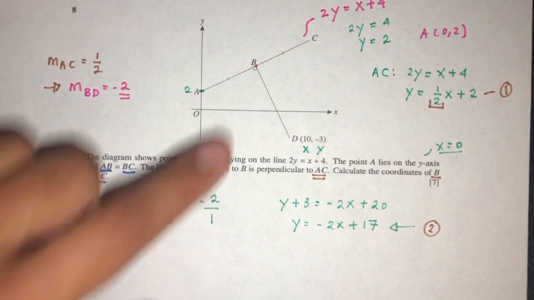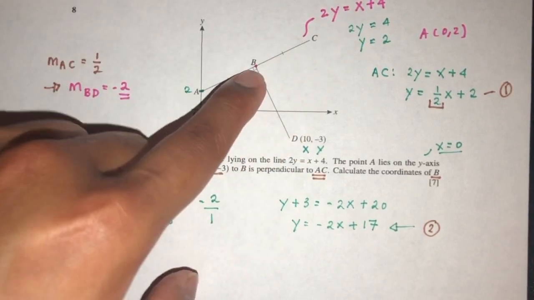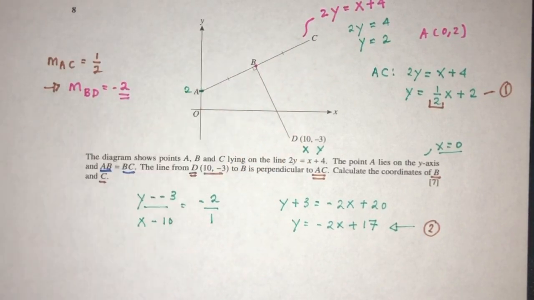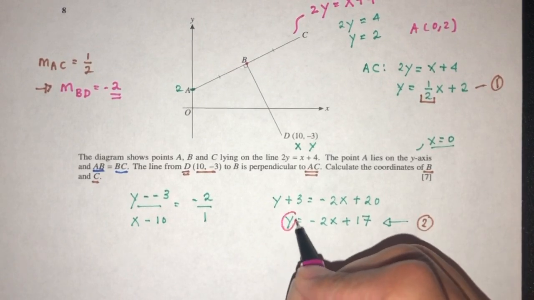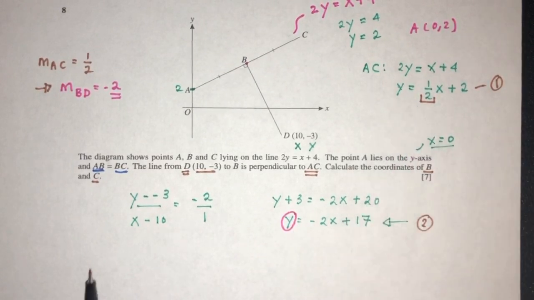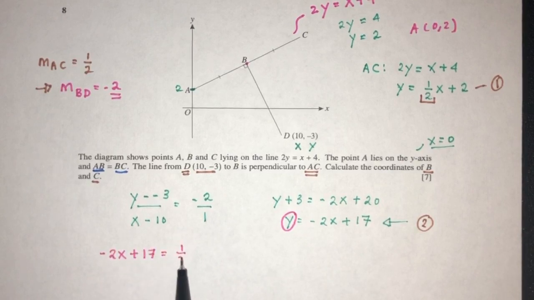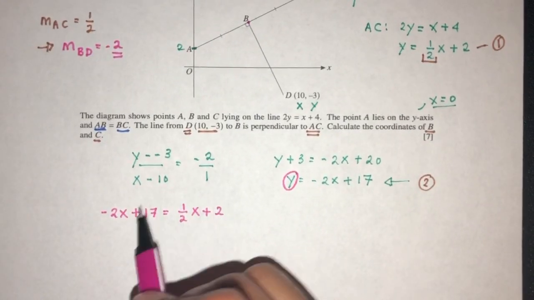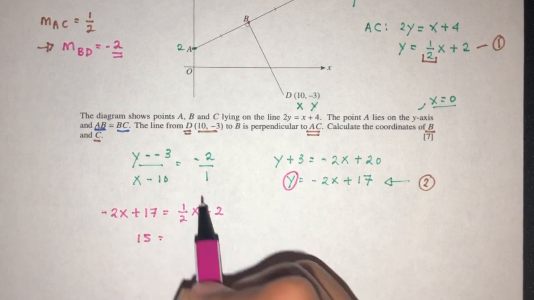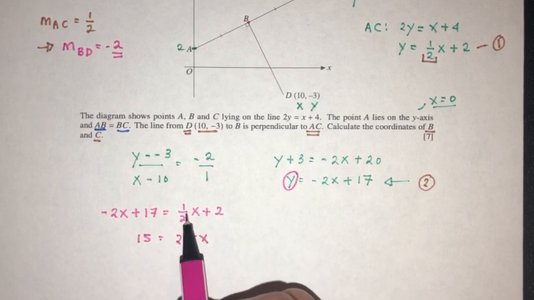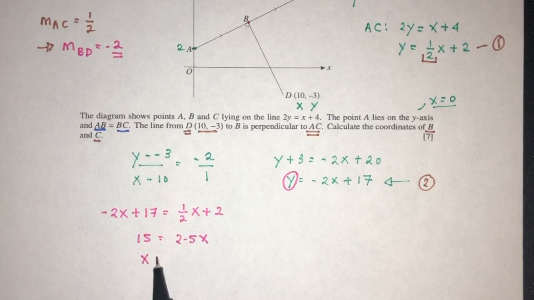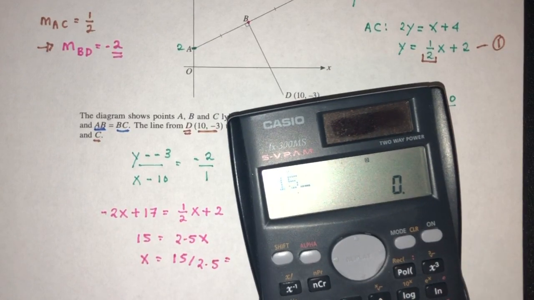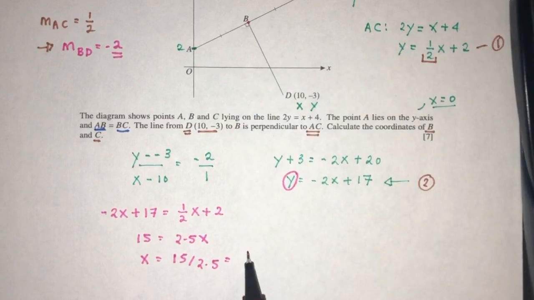Now we have the equation of this line and this line. We can solve simultaneously because they meet right here to form the point B. This has y as the subject already. Replacing this y, you will have on one side minus 2x plus 17 is equal to half x plus 2. Now I can send this over here, you will have 15. Send this over here, you will have 2.5x, since half plus 2 is 2.5x. x will be 15 divided by 2.5. That should be 6 as your value.